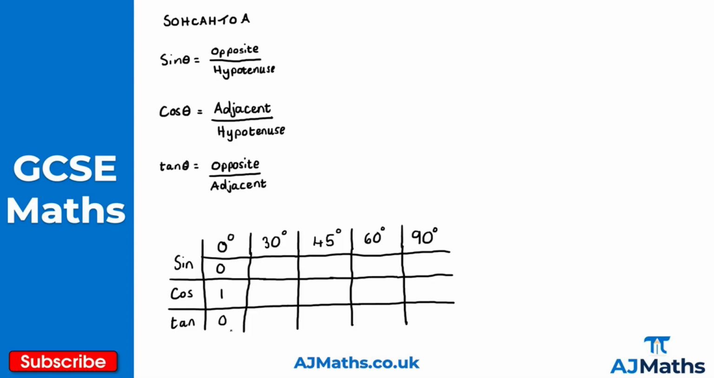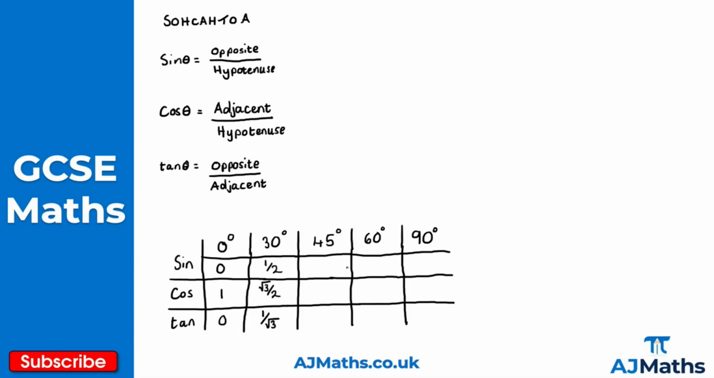Moving on to 30 degrees now. So for sine of 30 degrees, that's going to be 1 over 2, or a half. For cosine of 30 degrees here, this is root 3 over 2. And then for tan of 30 degrees here, that's equal to 1 over root 3. So 1 over the square root of 3.